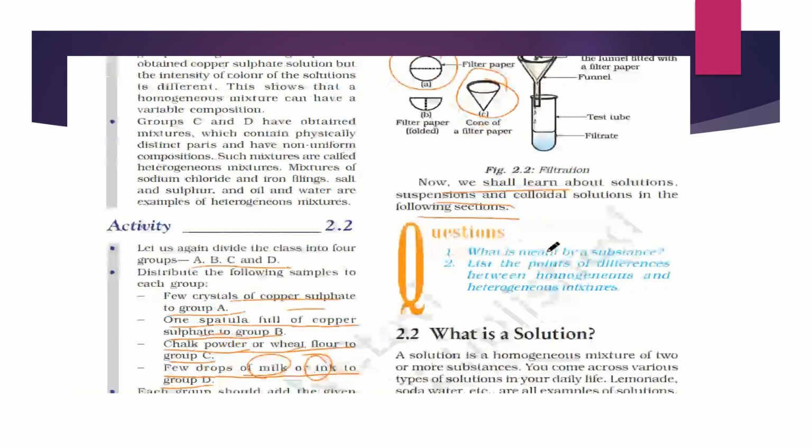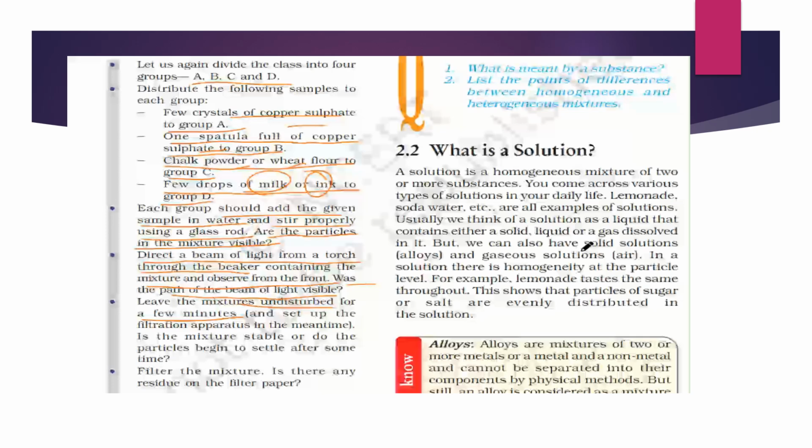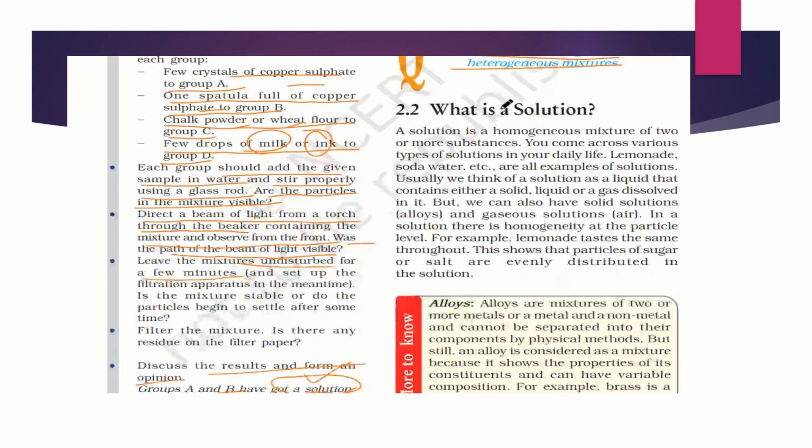Before writing that, just answer these questions. What is meant by a substance? And list the points of differences between homogeneous and heterogeneous mixtures. I have taught you all of this very nicely, so take out your answer book where you are noting the answers. Please write this: what is meant by a substance, and list the points of differences between homogeneous and heterogeneous mixtures.